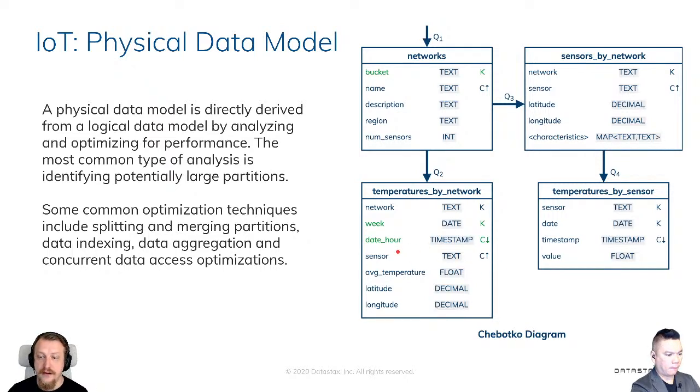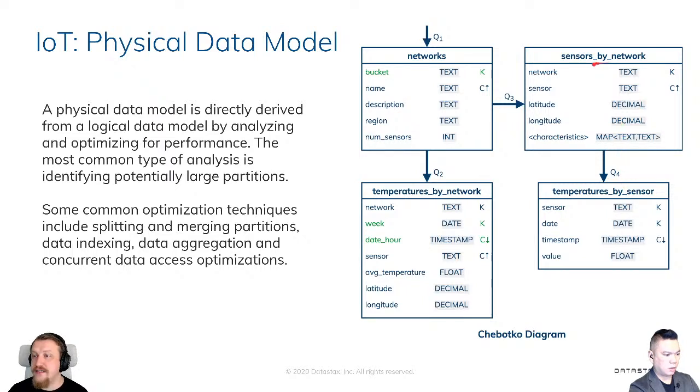Then finally, one more optimization is a date hour. So that's a timestamp. I don't need to separately store hour and date, because I just use timestamp, as timestamp allows me to have sorting order. Speaking of temperatures by sensor, well, sensor and date will be the partition keys.